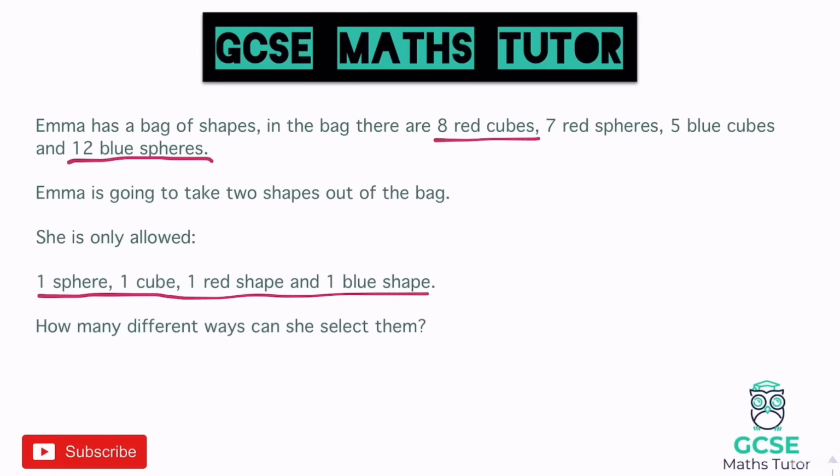So if she takes a red cube, the only other option on the next pick is to take a blue sphere. So for that first option there, she has 8 on the first pick out of the red cubes, multiplied by 12 of the blue spheres. So 8 times 12 would give us the amount of combinations there that she can get for the first pick, and that's going to be 96. So she could take that combination there of red cube and a blue sphere.